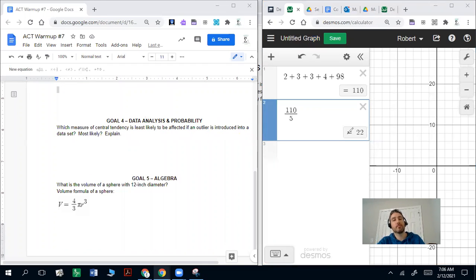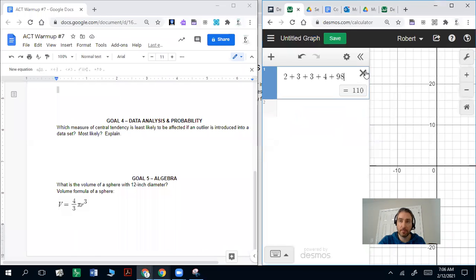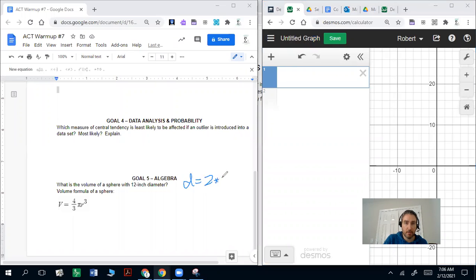And our last question. What is the volume of a sphere with a 12-inch diameter? All right, diameter is 2 times the radius. So if I know that the diameter is 12, the radius is going to be 12 divided by 2, which is 6. Remember, a sphere is like a ball. A radius of a sphere goes from the center to one edge of that ball.